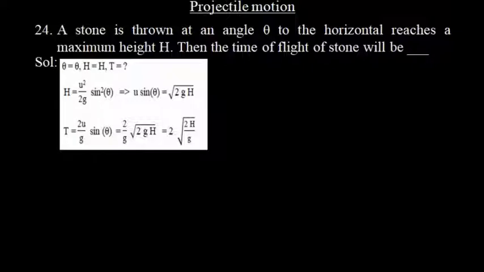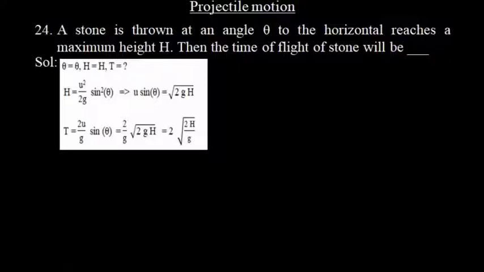Okay, first write the formula for H. Maximum height is given by U square by 2G into sin square theta. Then H is the value given to us. Therefore, we write for U sin theta, that is equal to root of 2GH. We get U sin theta as root of 2GH.